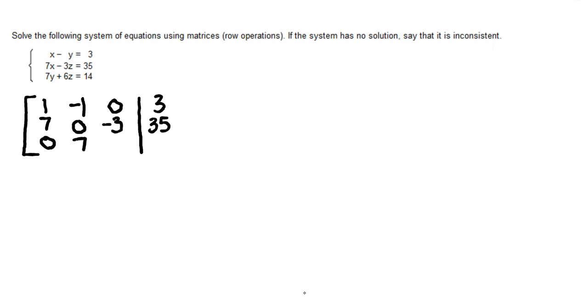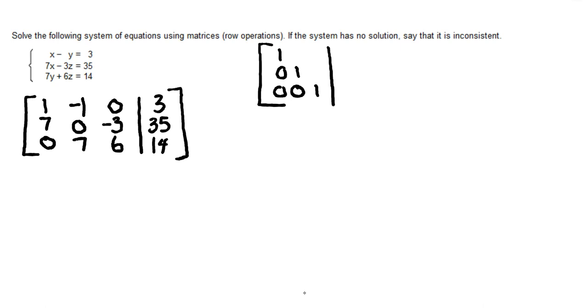7 is the coefficient of the y term. 6 is the coefficient of the z term, and 14 is the constant. Now to solve this system, what I want to do is get the matrix to a state where I have 1s along the diagonal and 0s in these positions here. This is going to allow me to solve the last equation and then back substitute into the second equation.